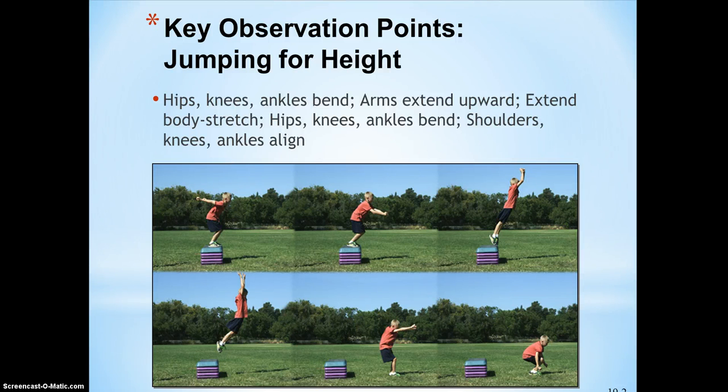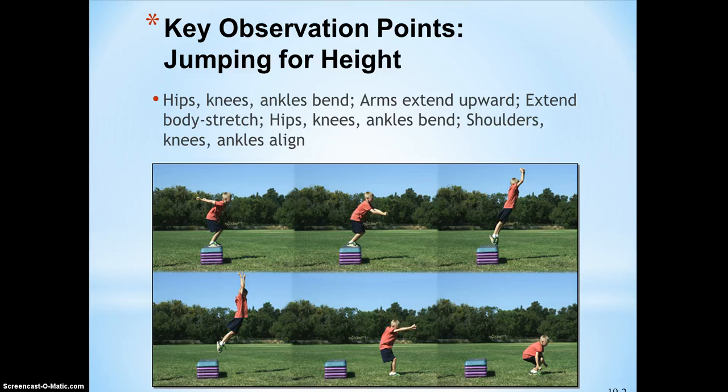As you notice on this bullet point, you're focusing on hips, knees, ankles bend, arms extend upward, extend body stretch, hips, knees, ankles bend, shoulders, knees, ankle align. In other words, your progression can be very complicated. So as teachers, we have to be aware of the different stages of jumping and understanding what to focus on during those stages.